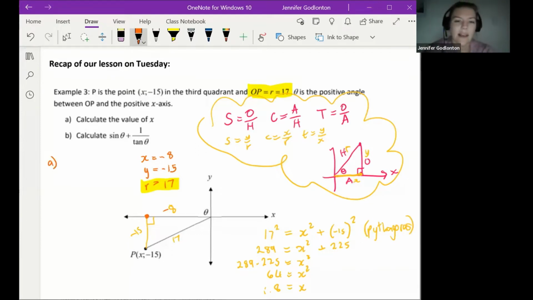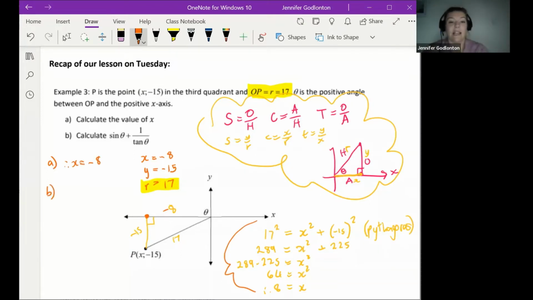A, calculate the value of x. Glories, we've already done that because we're geniuses and we know that we should try and do as much as we can before panicking when we see our questions. All of this working out is finding our value of x. So we would have that working there and we can say therefore x is equal to negative 8.